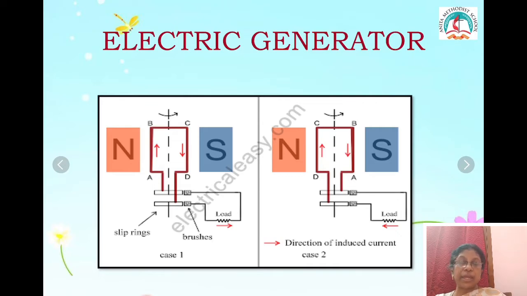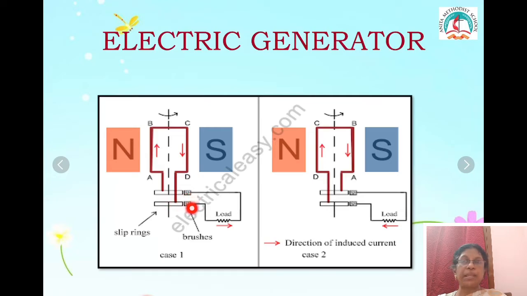Now, let us first look at the parts of a generator. A generator consists of an armature, a rectangular coil which is wound on a soft iron core. This is the armature A, B, C, D, and the two free ends of the armature are connected to slip rings. You call these two rings slip rings. In an electric motor, it is connected to split rings. Here it is slip rings.